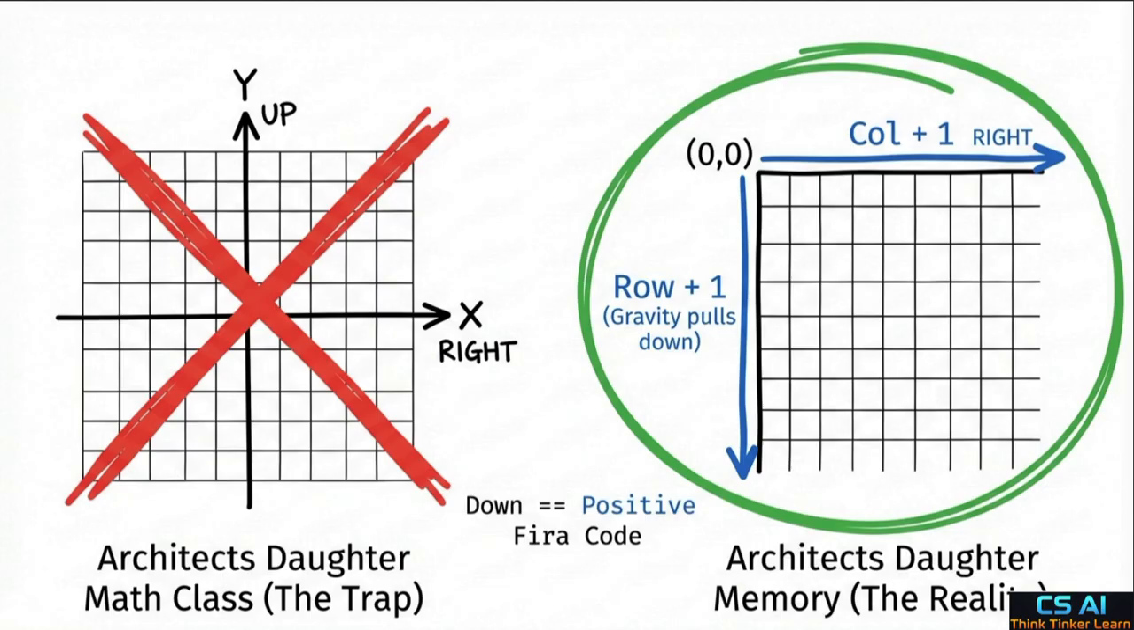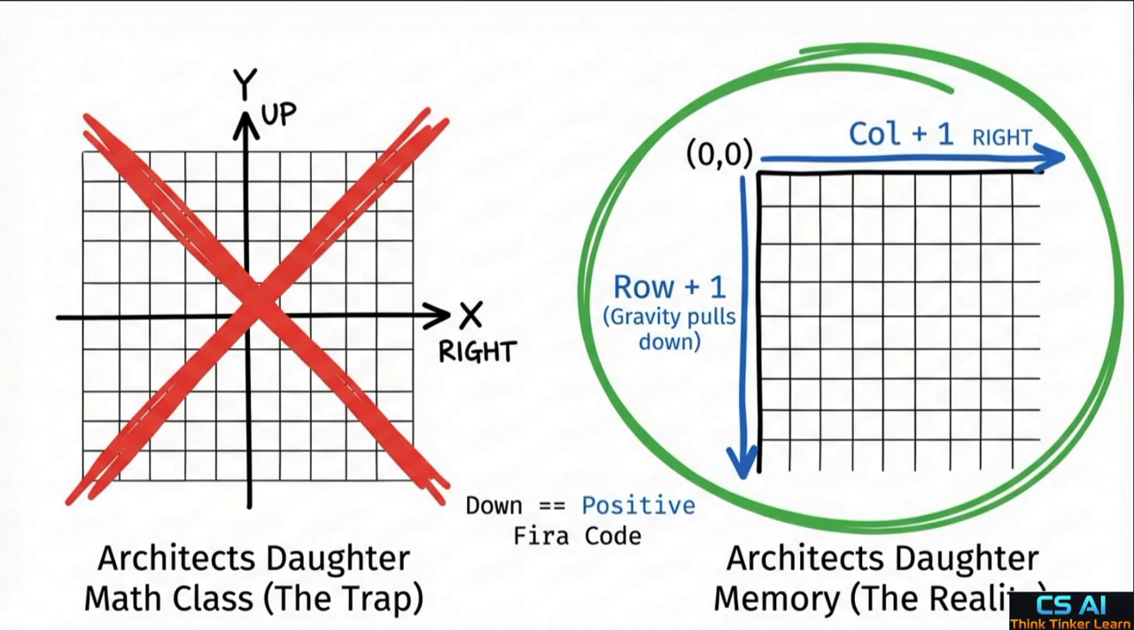Here's a senior engineer warning. Forget your high school math class for a moment. In 10th grade algebra, the y-axis goes up, but in computer memory and grid-based algorithms, we live in a gravity-based system. Look at the diagram on the left. That's the trap. If you try to map XY coordinates from math class directly to the matrix, you'll write buggy code. On the right is the reality of memory. The origin (0,0) is the top left corner. Moving right is column plus 1, but moving down is row plus 1.